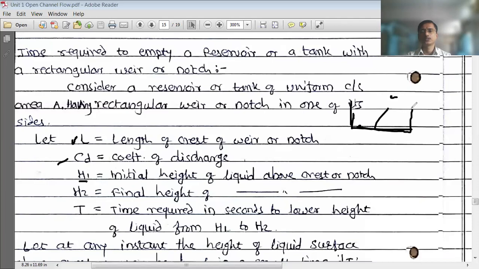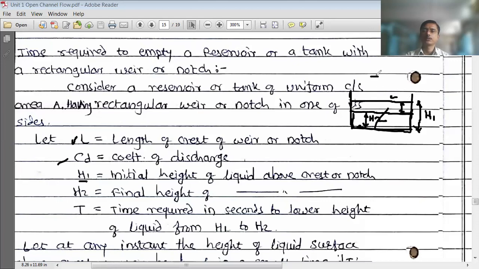Suppose this is the rectangular notch here. The initial level, let us say, is the H1 level here, and H2 is the final level. Let us say at this point, this is the H2 level. So how much time will it take to reduce this level from H1 to H2?